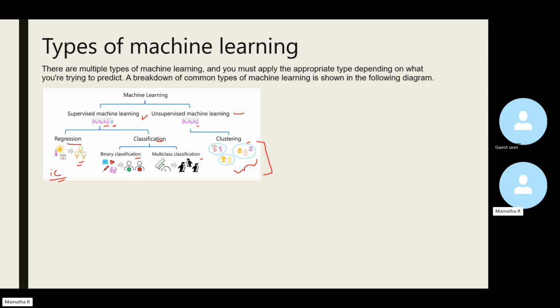Can you summarize the machine learning types that we had discussed and give some examples for each type?